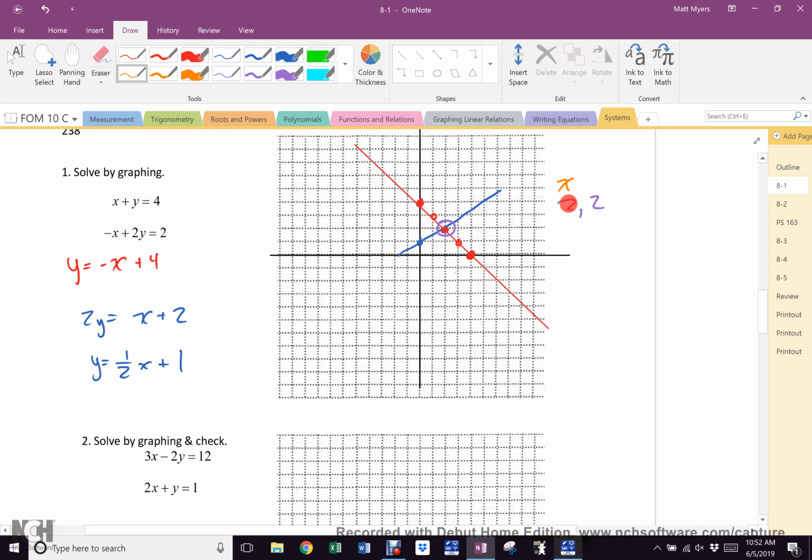Isn't that an x? Isn't that a y? Isn't that an x? And isn't that a y? So what could I write there? 2. Negative 2 plus 4. And what would I write here? 2. Is negative 2 plus 4 2? So did I do it right for that equation? Yes.